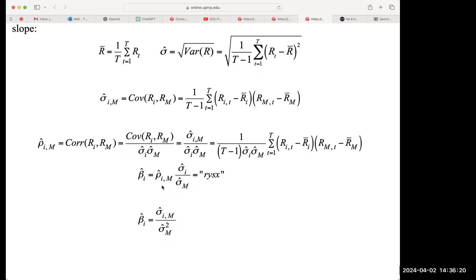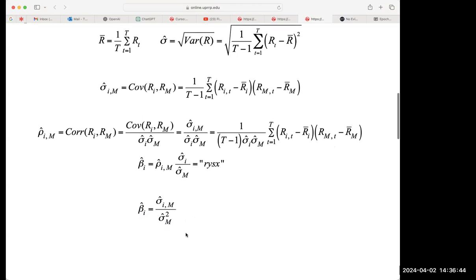But what is it? This is R, S_Y, because i represents the subscript for the stock, divided by S_X. X is for the market. So this is just R S_Y over S_X. It's the same. This is the second formula we derived. This is the covariance divided by the variance of X.